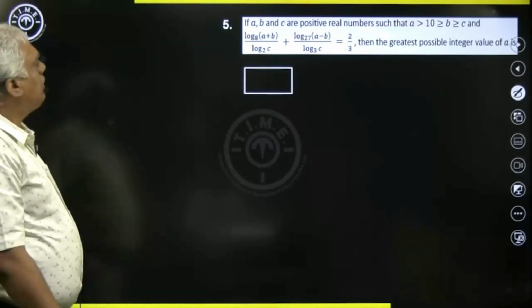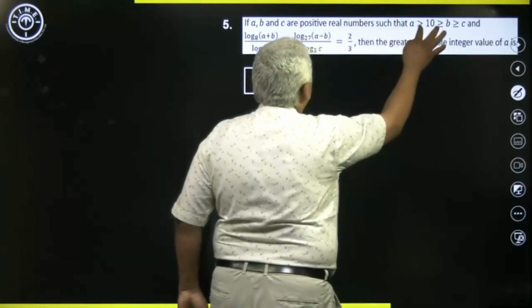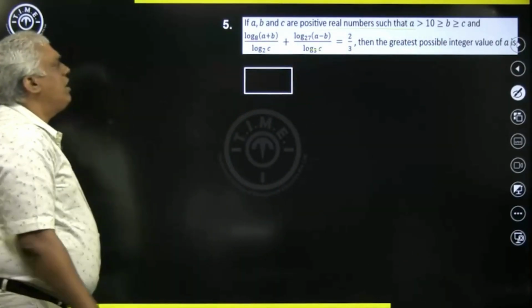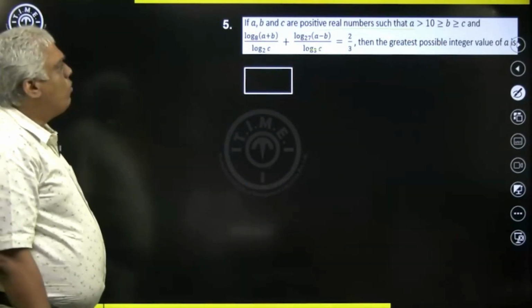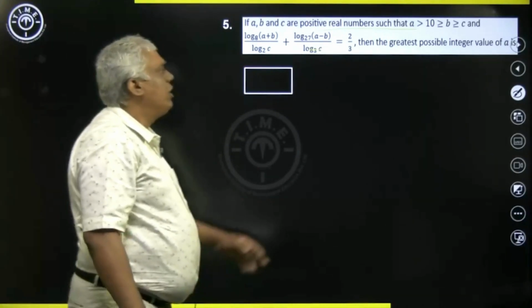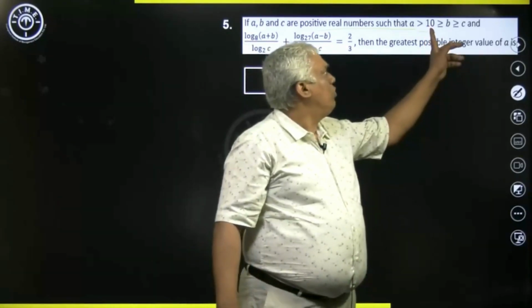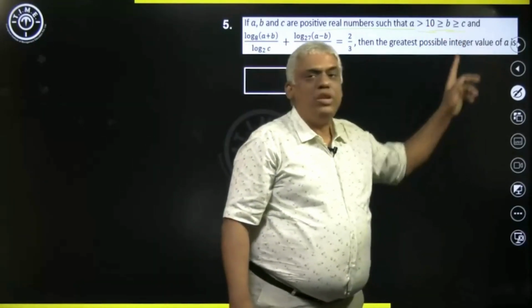Now a, b, c are positive real numbers such that a is more than 10, and 10 is more than or equal to b, and b is more than or equal to c.